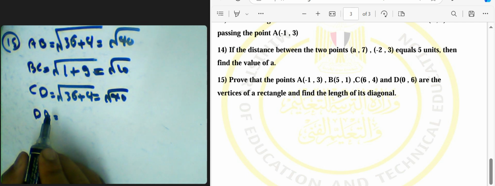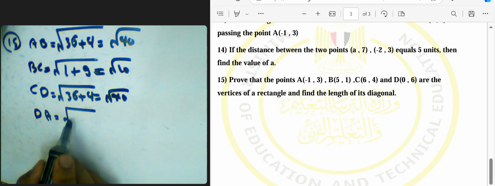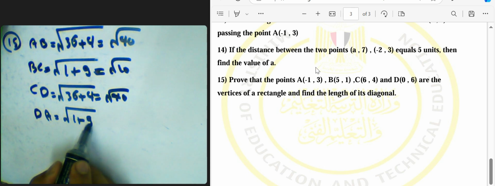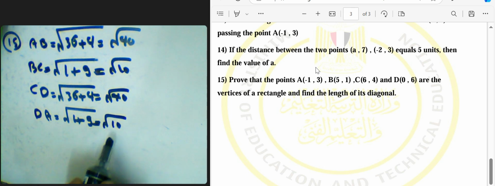D and A, look at here, negative 1. Look at negative 1 and 0. Negative 1 minus 0, negative 1 power 2, it will be 1. And 6 minus 3, it will be 3. 3 power 3, it will be 9. Then the result will be square root of 10.